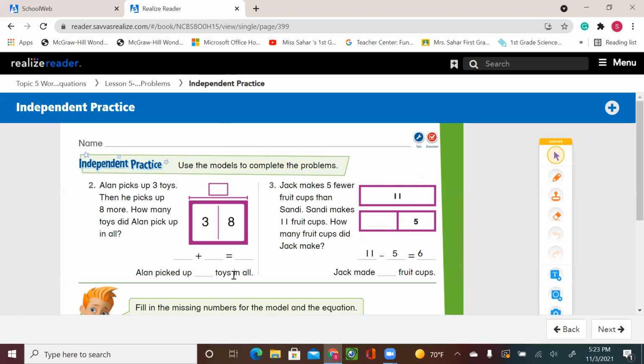All right, first graders. So that was today's lesson, how to use your bar or the information you have to get the missing part.